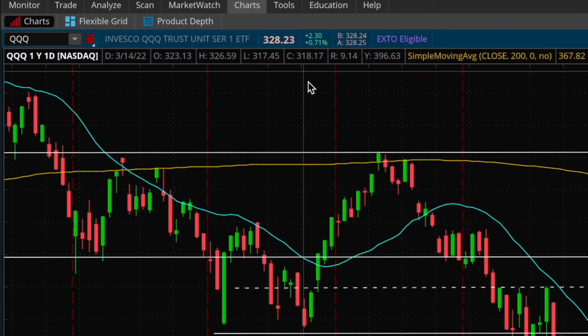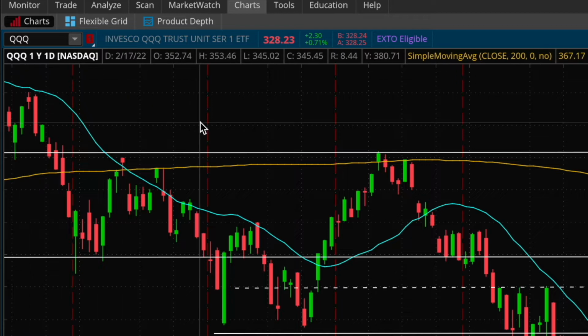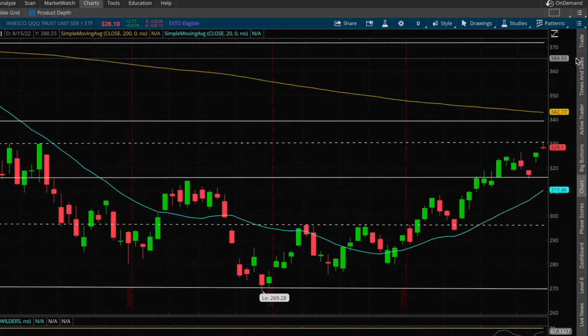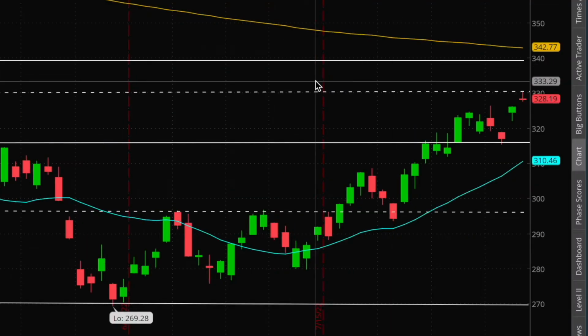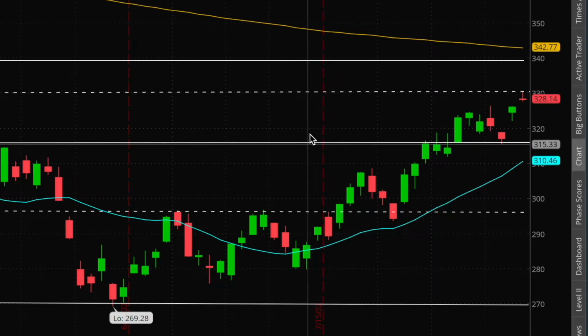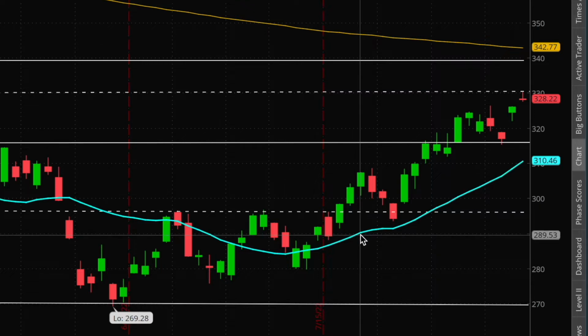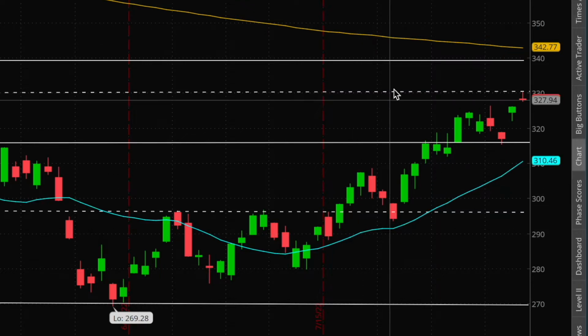So for example, this chart here is QQQ, which is an ETF that tracks the NASDAQ index, mostly tech stocks. And so we'll go ahead and zoom in here a little bit. As you can see here, most of the technical analysis I do with my charts is based on basic support and resistance levels. I do also have some moving averages here as well, but again, mostly I pay attention to support and resistance.